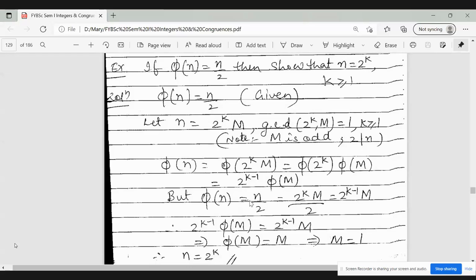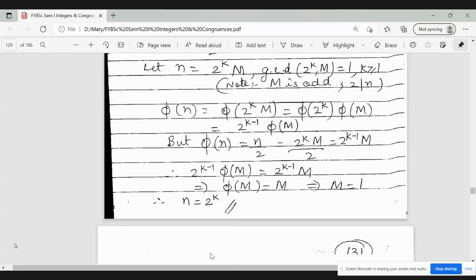But phi of n is n by 2 is given, so this is equal to this. When I compare, I get phi of m is m. That means m is 1, because phi of m equals m only when m is 1 or 2. Phi of 2 is 1 and phi of 1 is 1, but m cannot be 2 because m is odd. So m is 1, and we have proved our number n is 2 raised to k.